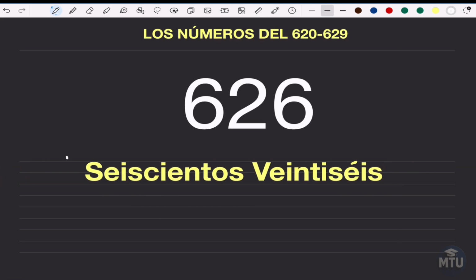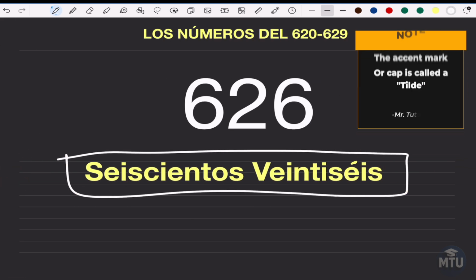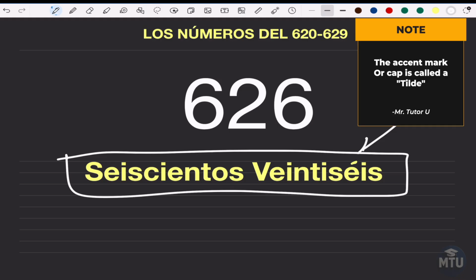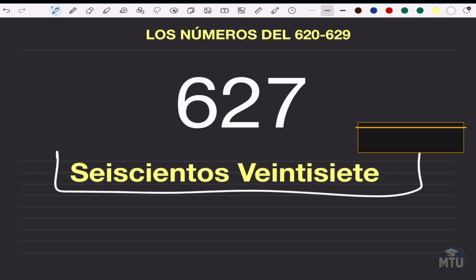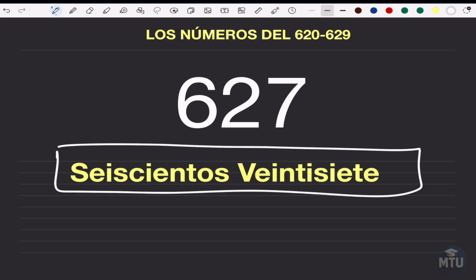The next number, 626. 626 is written like this in Spanish, and as you can see also, it has a small hat on top of the last E in the second word, or accent mark, or cap. So how do we pronounce this number? It's Seiscientos. The next number, 627. 627 is written like this in Spanish, and it is pronounced Seiscientos.